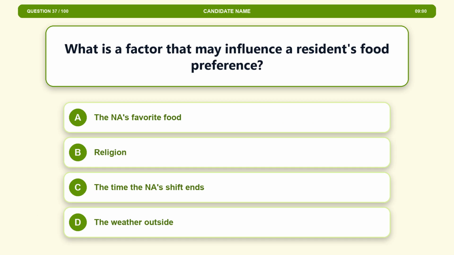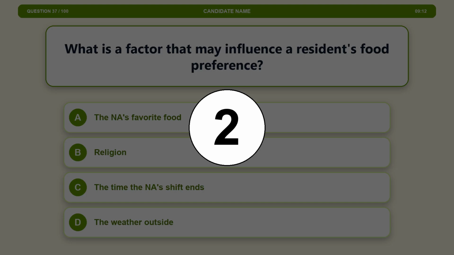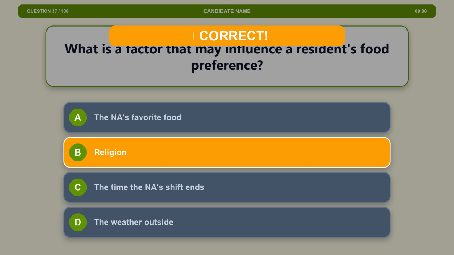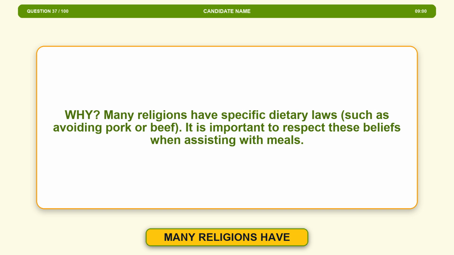Question 37. What is a factor that may influence a resident's food preference? Option A, the NA's favorite food. Option B, religion. Option C, the time the NA's shift ends. Option D, the weather outside. The correct answer is option B, religion. Many religions have specific dietary laws, such as avoiding pork or beef. It is important to respect these beliefs when assisting with meals.